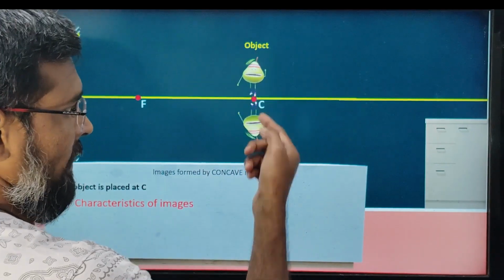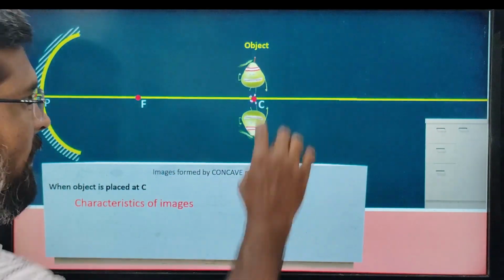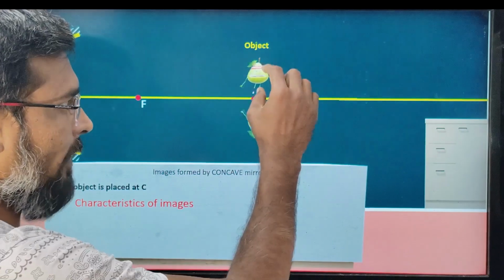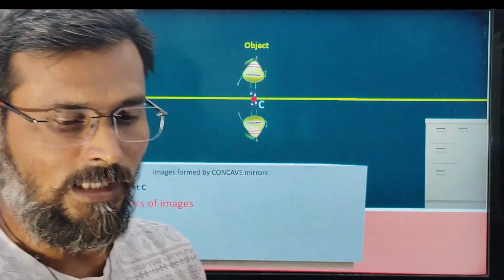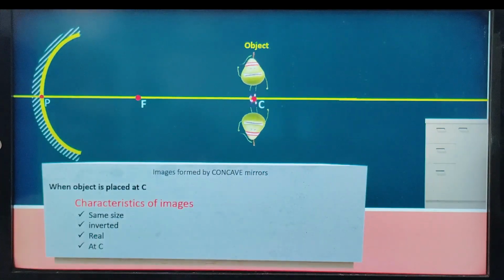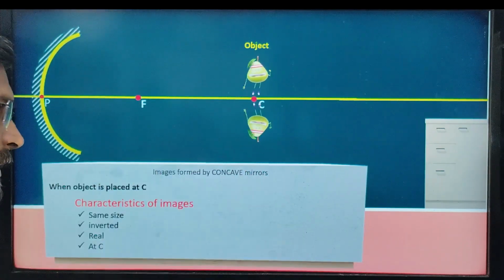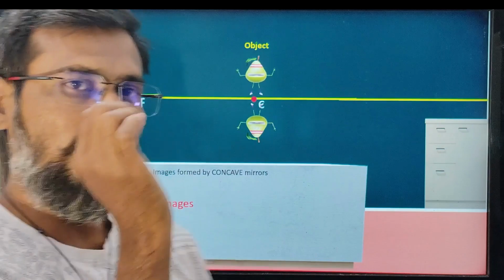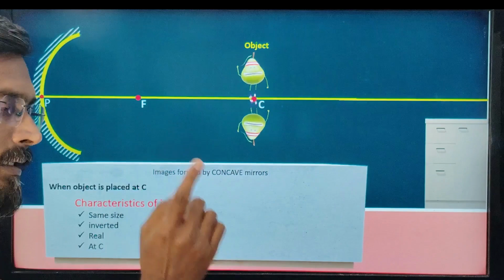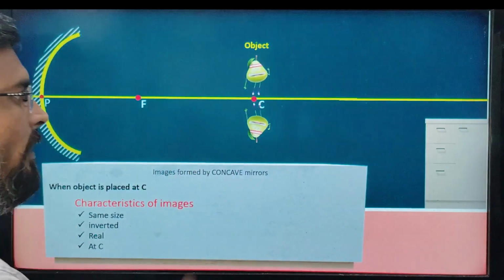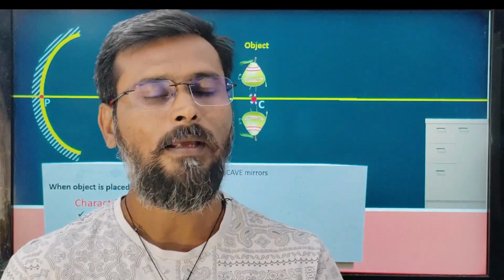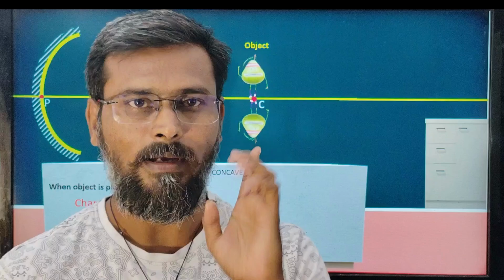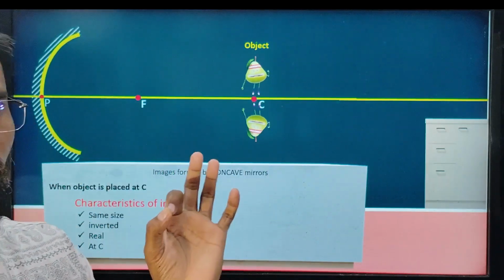Next, our dance master is at C. When the object is at C, you can clearly see the object height and image height are both the same. It means a same-size image is formed and it is inverted. It is real and the image is at C. So these are the four characteristics when the object is at C. What are they? Same size, inverted, real, and the image is formed at C.